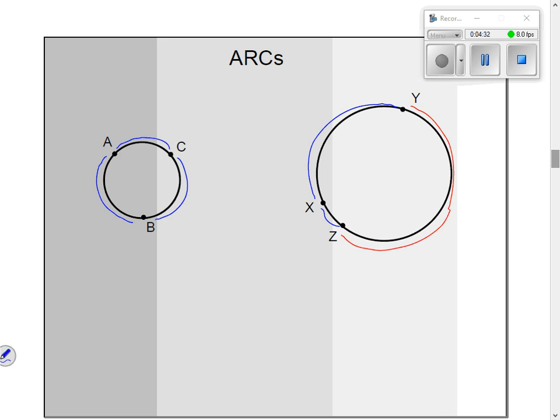The blue ones are minor arcs. What would be true about a minor arc then? Someone other than Reed. Let's define a minor arc. John? Correct. A minor arc is an arc that spans less than half the circle.